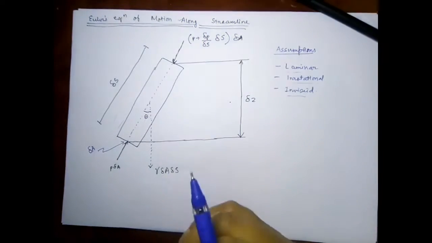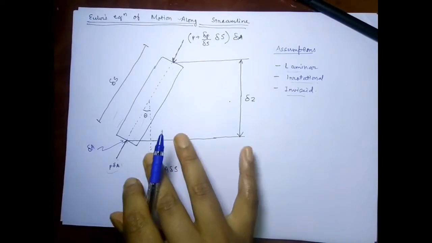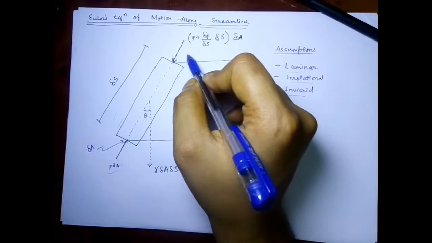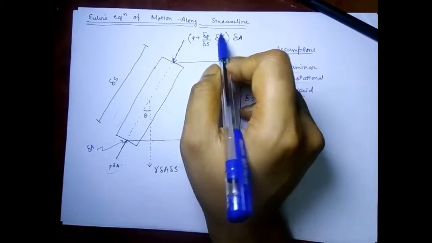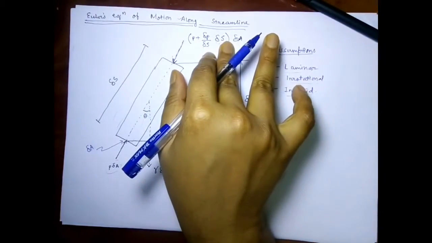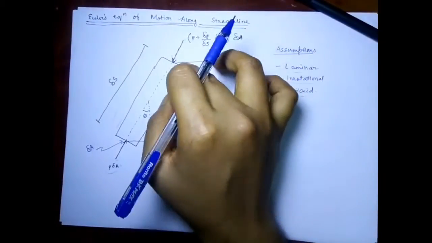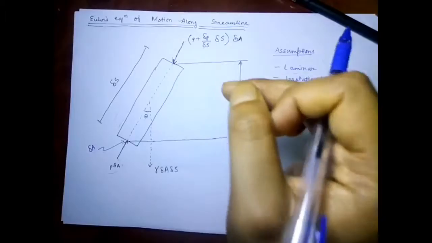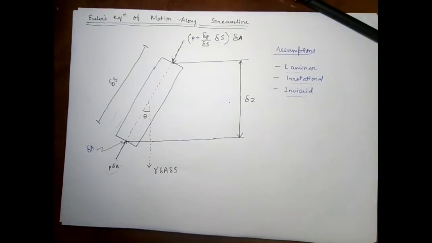Also I am considering that the pressure force in this direction is P delta A, and the pressure acting on this side is P plus del P upon del S times del S. This del P upon del S times del S is the difference between the two pressures, and times delta A will give the pressure force in this direction also. Del Z is the difference in datum.